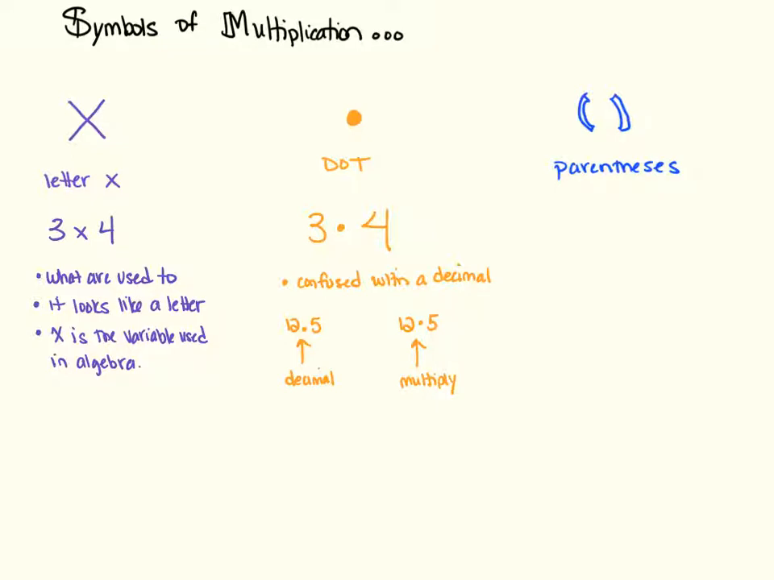Last but not least, the parentheses. You guys are used to a set of parentheses. However, instead of grouping with parentheses, you can also use the symbol for multiplication. That looks like this. So notice how there is no space, okay, between the set of numbers and their parentheses. That means to multiply, okay?